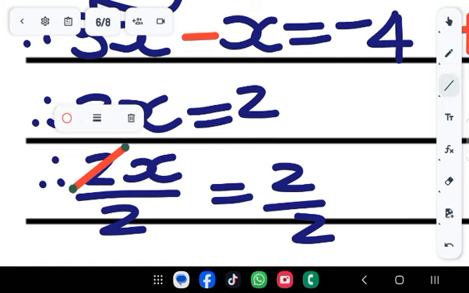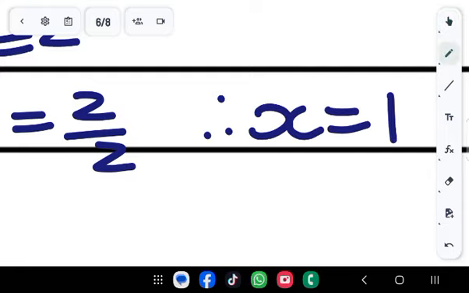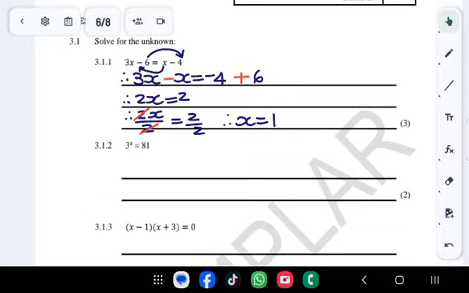Alright, now the 2's cancel out. Now 2 over 2 will give us 1. So therefore, x equals 1 is the answer.